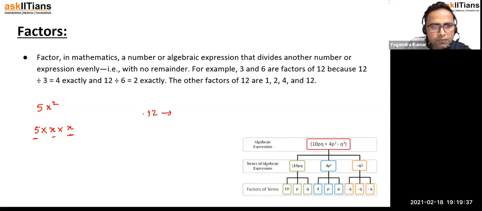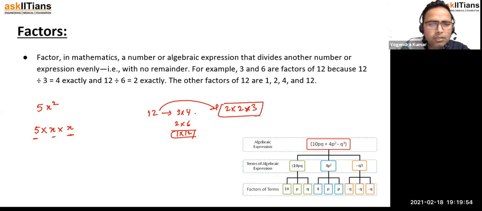Like 12, we can write it as 3 into 4, or 2 into 6, or 1 into 12. We don't count this, by the way. But if we say prime factors, it is 2 into 2 into 3, and this is unique. So you need to understand these are the factors. 2, 2, 3 are factors of 12, 3 is a factor of 12, 4 is a factor of 12, 6 is a factor of 12, like that. We can make combinations here. I think you are getting it. Don't worry, we will understand this. But within a term, we can have multiple factors, right?